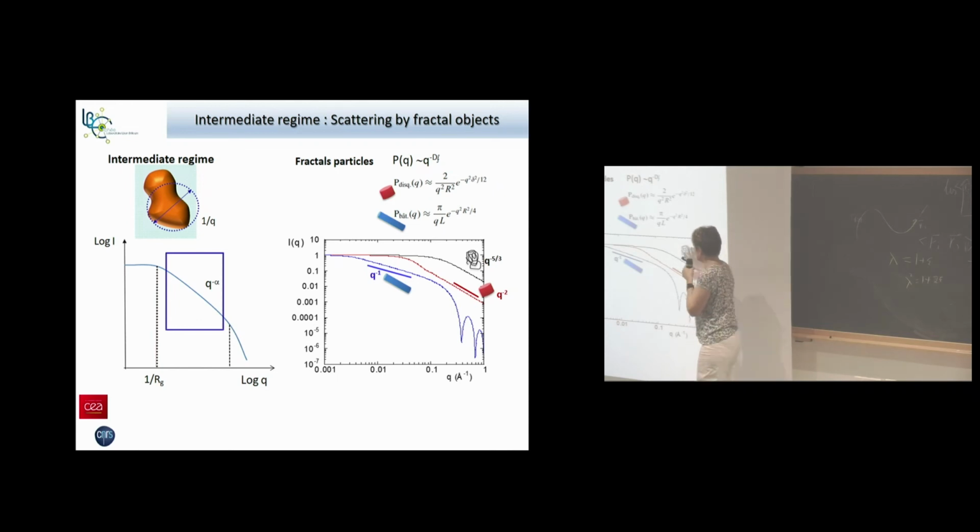Now I speak about the intermediate range for the fractal. But this is important for polymers because some polymers are elongated, and you will encounter a Q to the minus low dependence of the scattering intensity. This will indicate that the molecules are very elongated. So I give this example here.